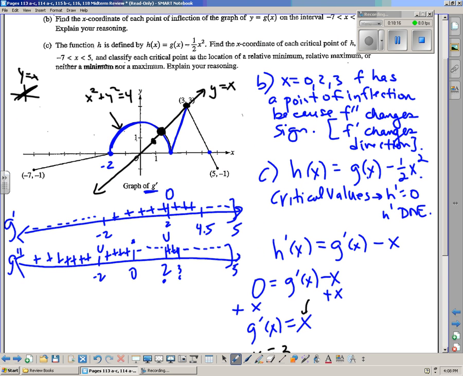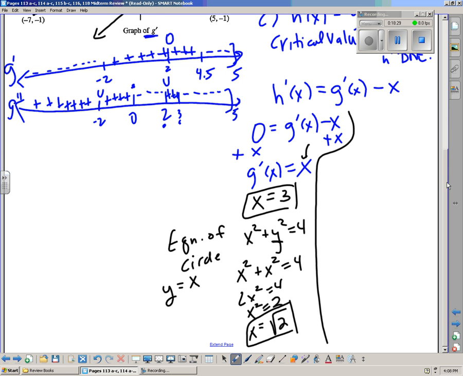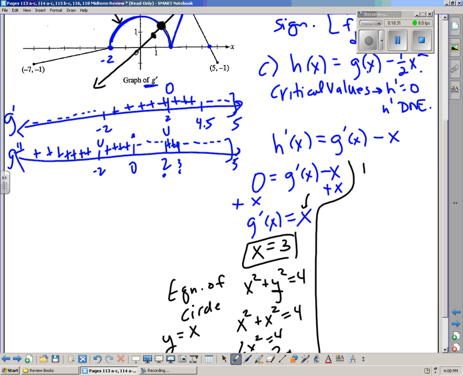But clearly we want the positive solution because we're in positive x land on the graph. So x is square root of 2. So this is one critical point. This is another critical point. Now, the other places we have to decide are where the derivative, or h prime of x, does not exist.